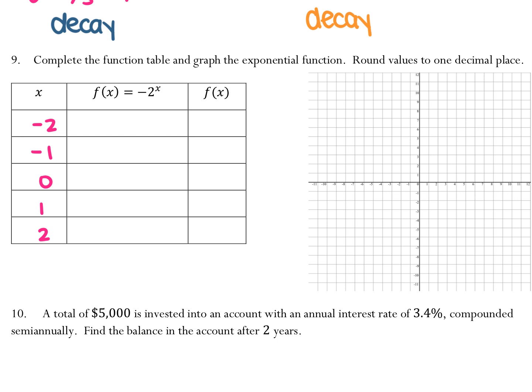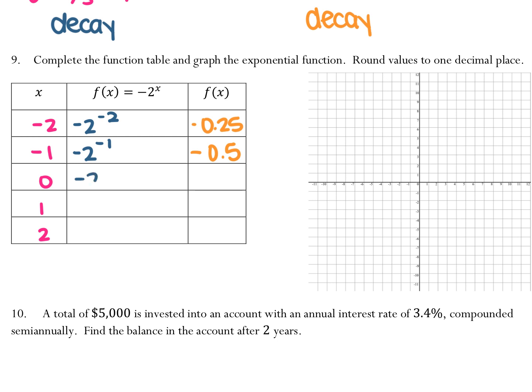For the negative 2, that's going to give us negative 2 to the power of negative 2. If we use our calculator, even though you shouldn't need to, you would get negative 1/4. So you would have negative 0.25 or negative 0.3 if you're rounding to the 1st decimal place. Next, you have negative 1, so that's negative 2 to the power of negative 1. This gives us, again, take the reciprocal of it, negative 1/2 or negative 0.5.